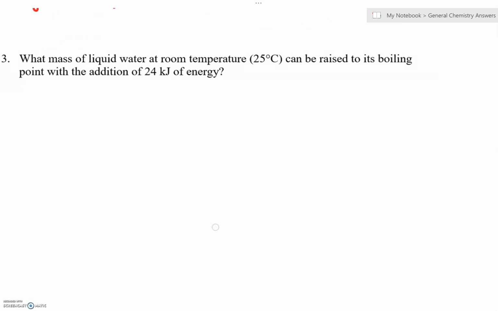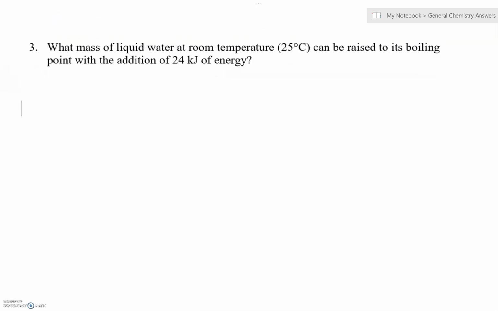It says, what mass of liquid water at room temperature can be raised to its boiling point with the addition of 24 kilojoules of energy? Now, 2 things here. You're going to say, Mr. O, we don't know what the boiling point of water is. Yes, you do. Don't give me that. 100 degrees Celsius. And this is in kilojoules.